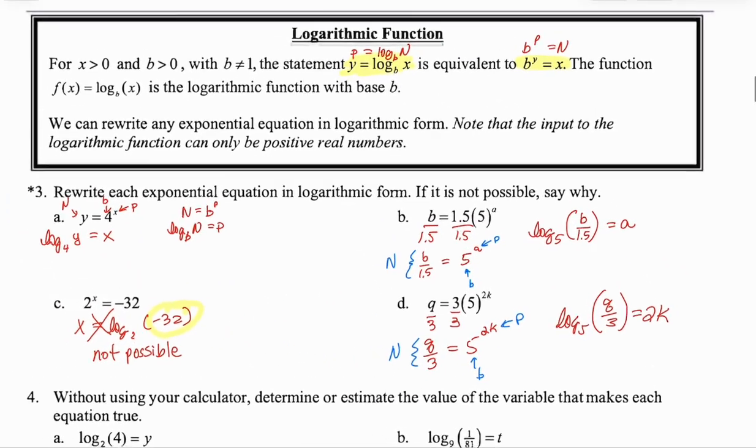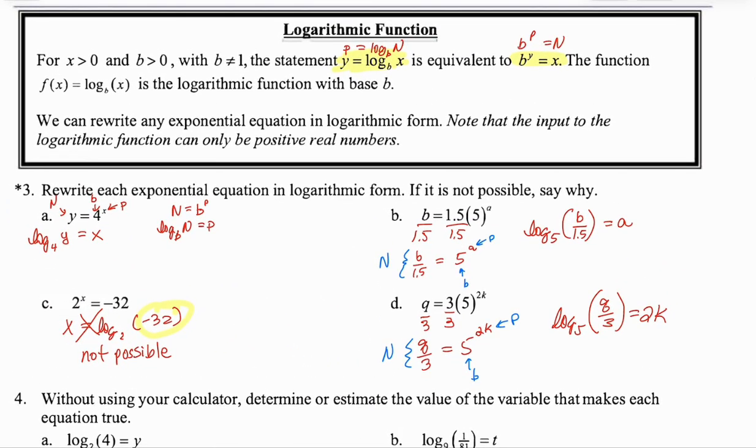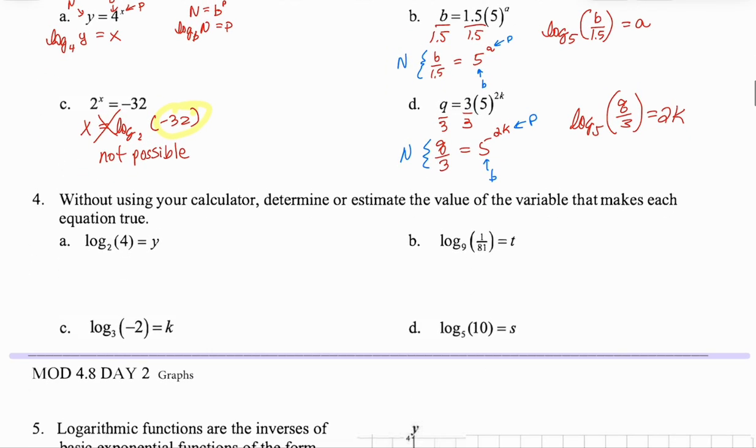Everybody understand how we're going back and forth between these logarithms? Super important that we can go back and forth, okay? So now we're going to look at what these might possibly be. If there's an exact answer, is there an answer that we can get?